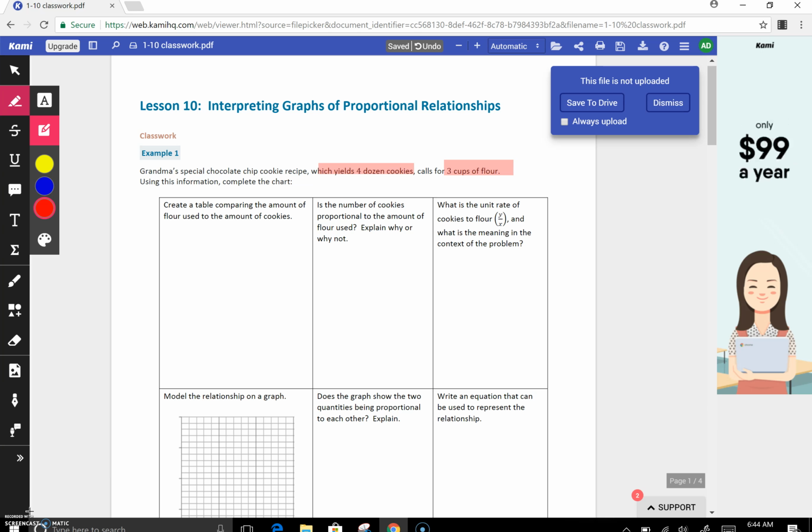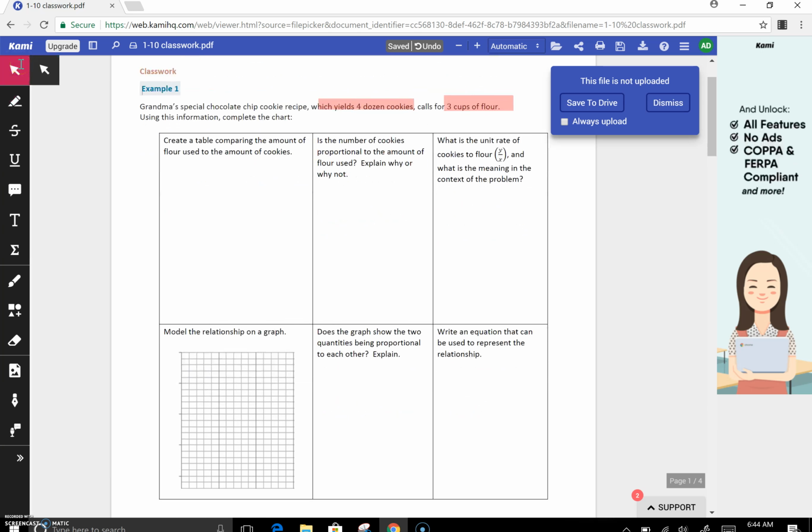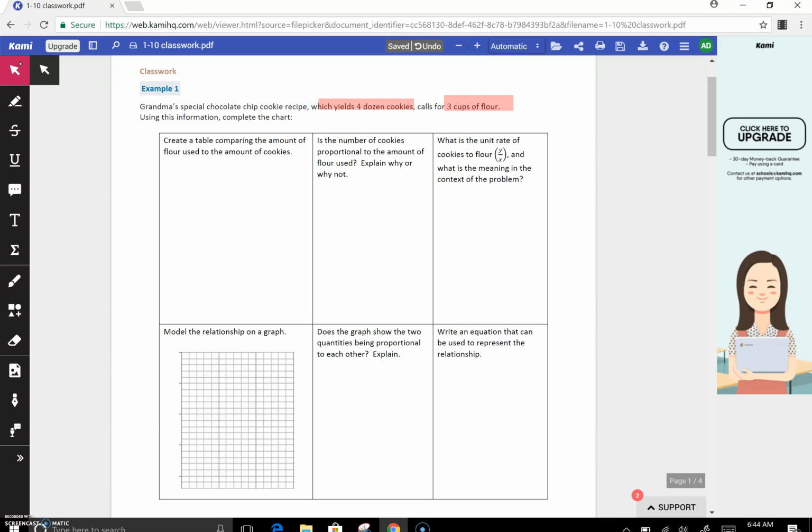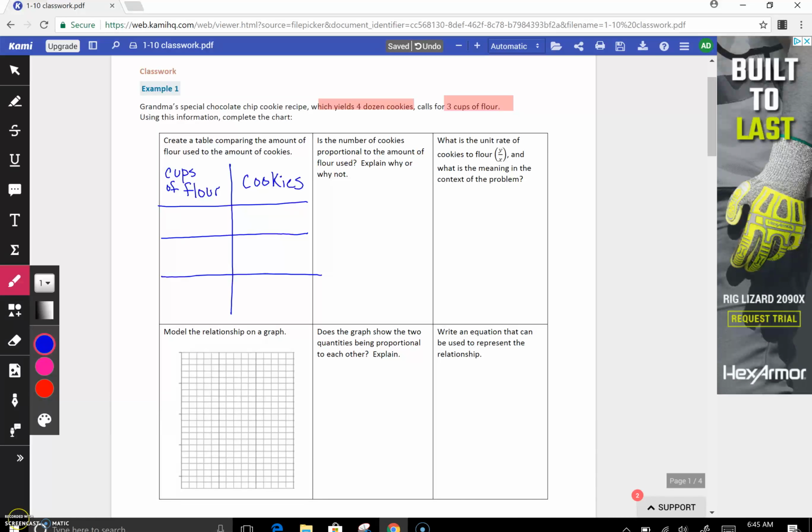So I'm going to be pausing the video some throughout this activity, just to save some recording time. So the first part says create a table comparing the amount of flour used to the amount of cookies. So here's our table. Go ahead and copy that down, hit pause, and then we'll fill it in together.